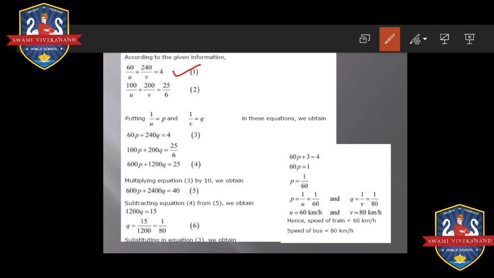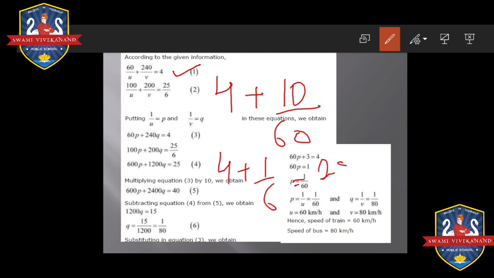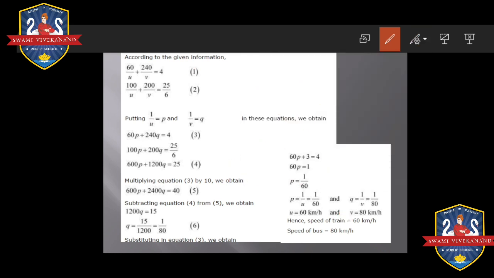Now our second condition is that if a person travels 100 kilometer by train, the time taken by train is 100 by u, and the person travels 200 kilometer by bus, then it is 200 by v. It takes 10 minutes longer. What is the previous time? 4 hours. 10 minutes longer means 10 by 60 hours. So 4 plus 1 by 6 is equal to 25 by 6. So our second equation becomes 100 by u plus 200 by v is equal to 25 by 6. Now our two equations are prepared. First equation is this and second equation is this. Now we have to solve this.